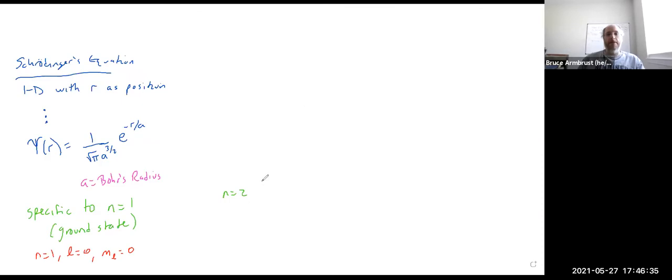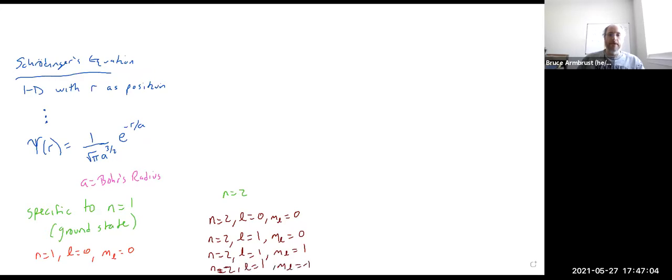Well, here are different possibilities you can get with n = 2. We can have n = 2, L = 0, and ML = 0. We can get n = 2, L = 1. Well, if L = 1, then ML can equal 0, or ML can equal 1, or ML can equal -1. Right? So if we go to n = 2, there are actually 4 different Schrodinger equations with 4 different solutions for psi. And that's just n = 2.